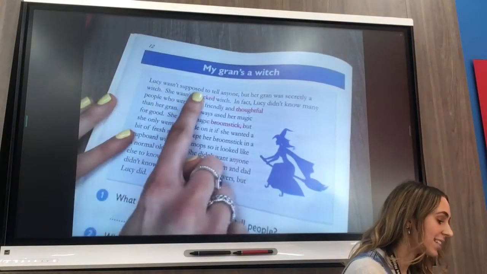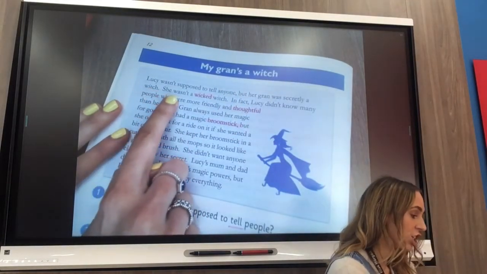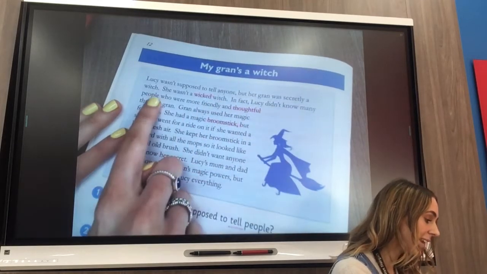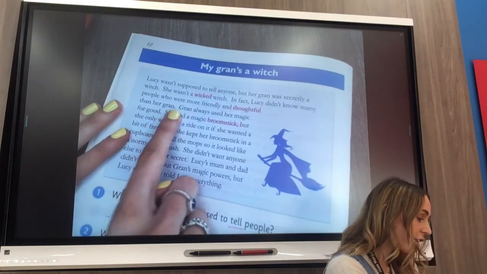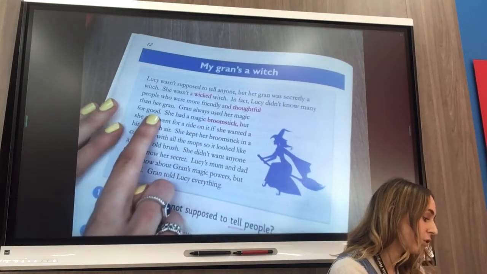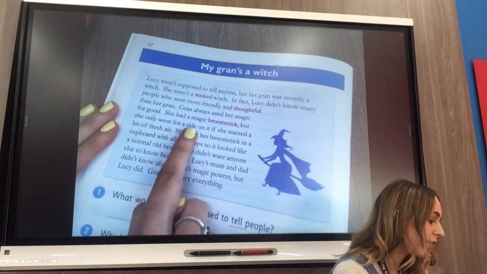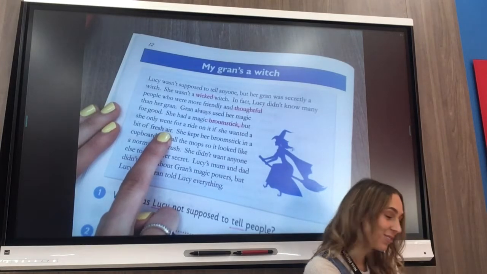Lucy wasn't supposed to tell anyone, but her gran was secretly a witch. She wasn't a wicked witch. In fact, Lucy didn't know many people who were more friendly and thoughtful than her gran. Gran always used her magic for good. She had a magic broomstick, but she only went for a ride on it if she wanted a bit of fresh air, so she's a good witch.